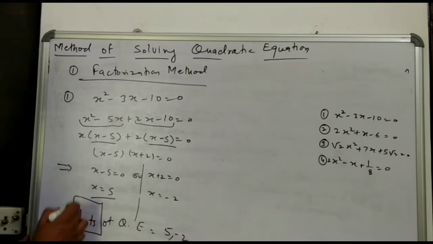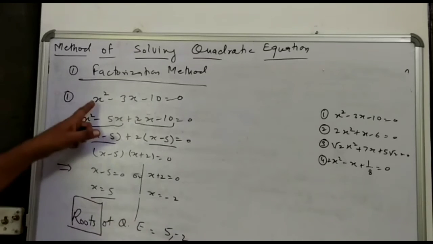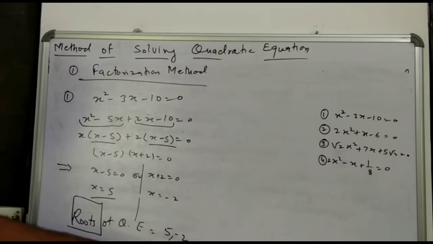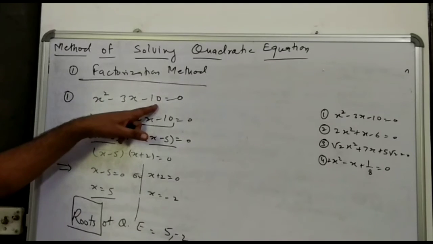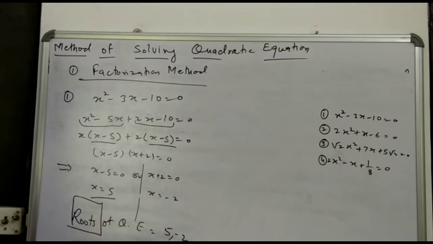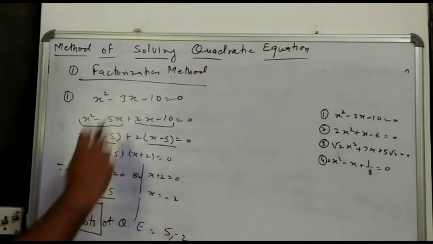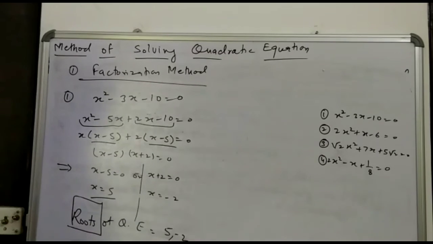Here, I want to tell you the meaning of roots. Roots means if you put x equals 5 or x equals minus 2 here, this left hand side will be equal to 0. But it will not be for any other number other than minus 2 and 5. Only for these two values, this will be equal to 0. I hope you all understood this.